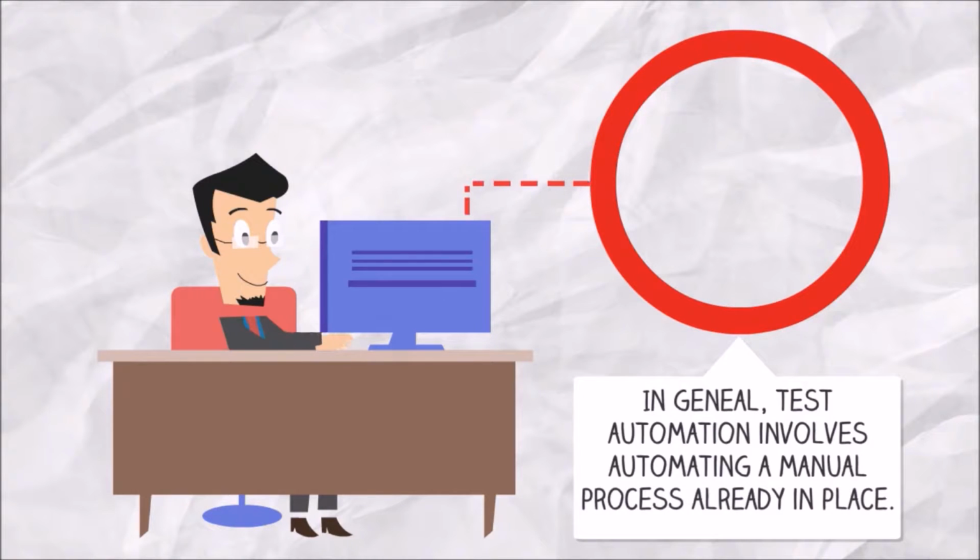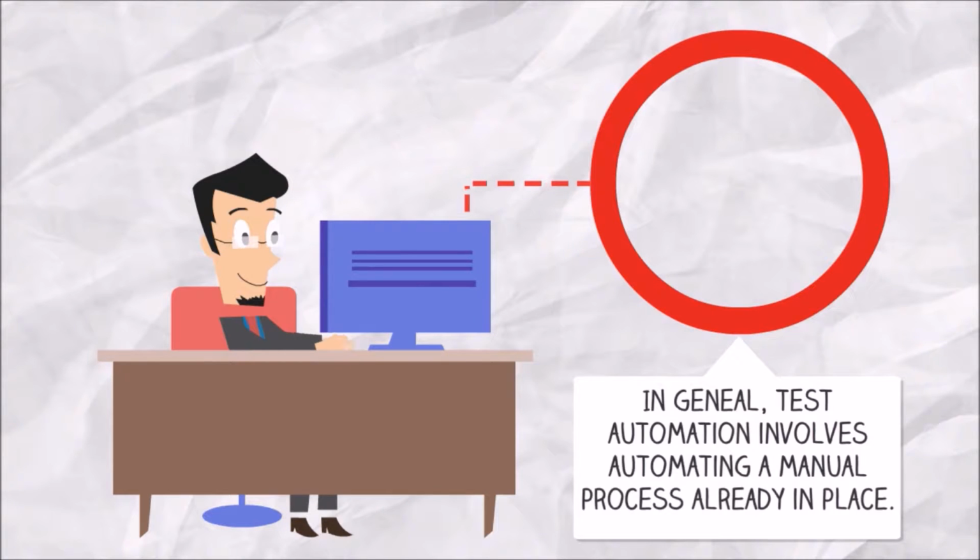Now we shall see why in general the test automation happens and where it happens, in which areas it happens. In general, test automation involves automating a manual process that's already in place. This is where the test automation in general happens for existing projects. For example, you have a new project. So what will you do in this case?